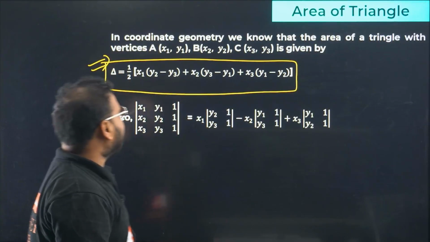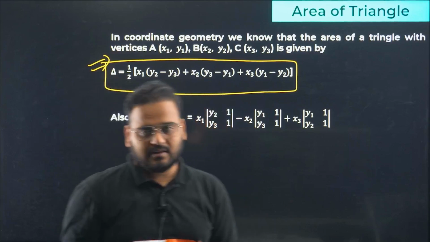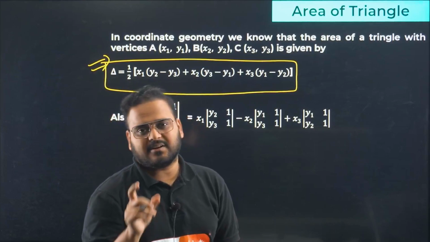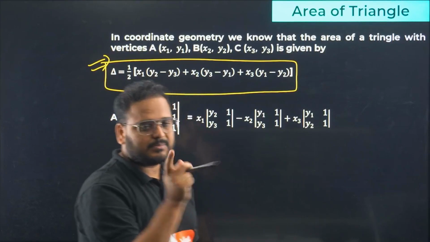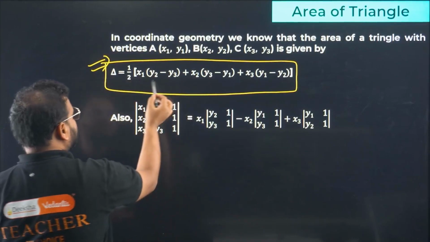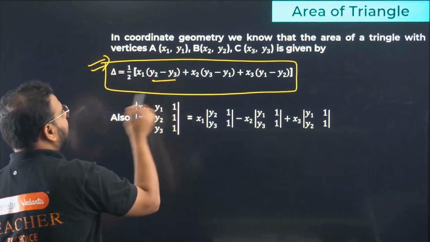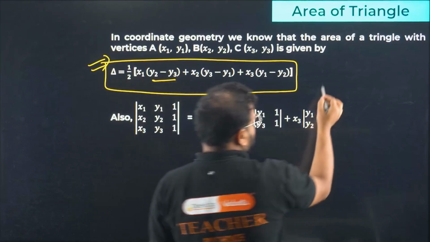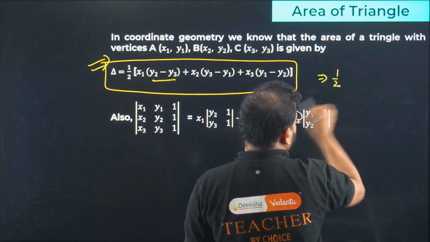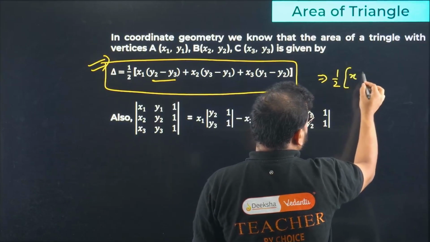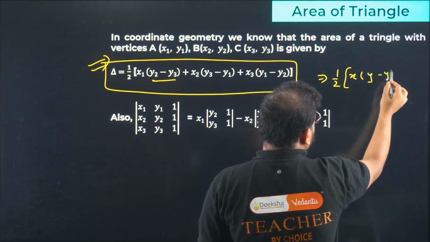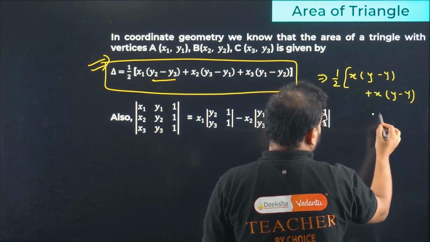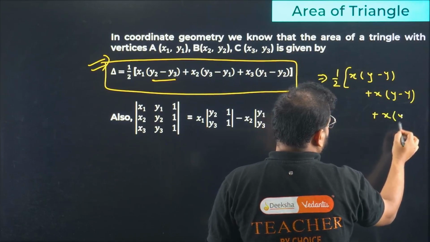So half of x1 (y2 minus y3). If the syllabus is revised, then they might have chopped this off, but usually this concept is there. What we used to do, because I remember it like this, when I was a student: we write here 1 by 2, then x1 (y2 minus y3) plus x2 (y3 minus y1) plus x3 (y1 minus y2).